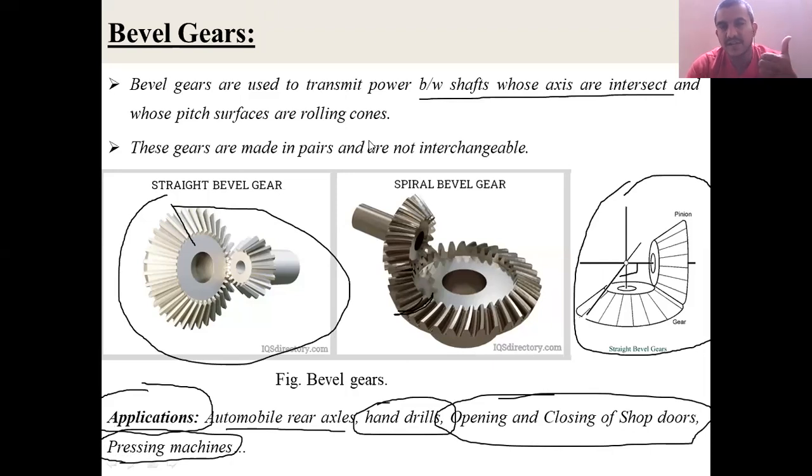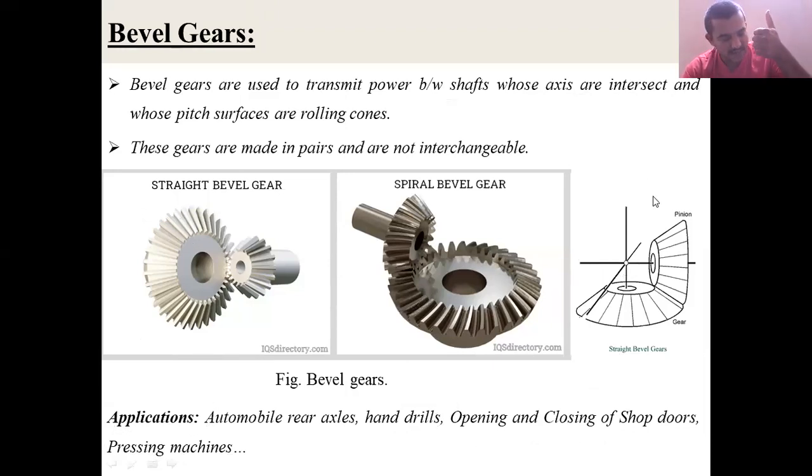Bevel gears, the introduction. A bevel gear is a gear whose teeth are formed on cone surfaces, and it transmits power between two shafts that are intersecting. Yes, am I audible? Yes, sir. Okay. Yeah. Now the type of gear is called a bevel gear.